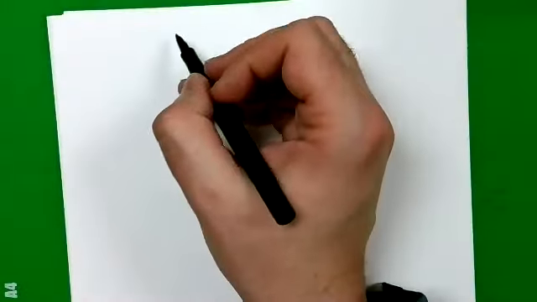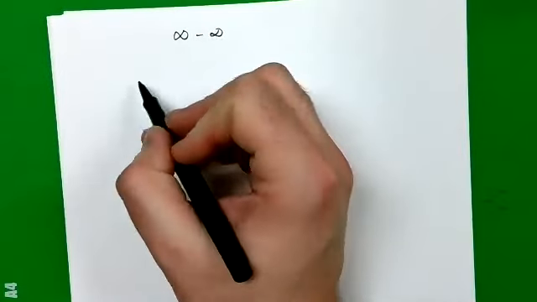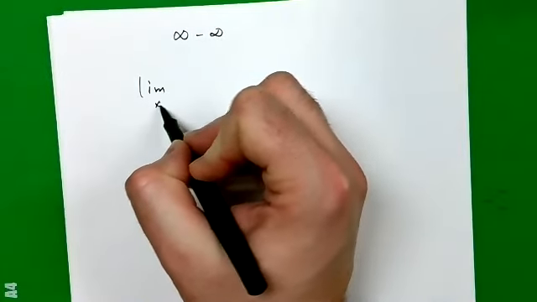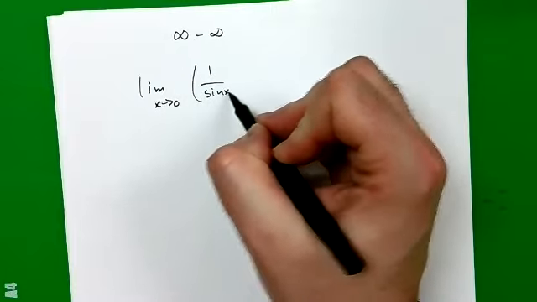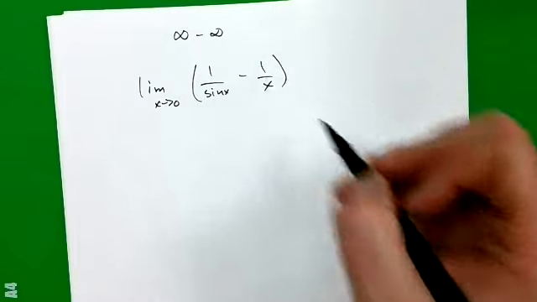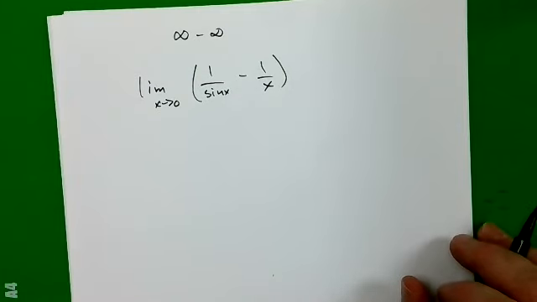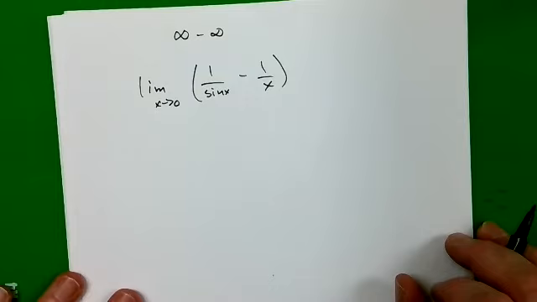So what else can we do with this? Well, there's a different kind of infinity minus infinity, almost forgot. So in the infinity minus infinity case, this would be like the limit as x approaches 0 of 1 over sine x minus 1 over x. If we did that by direct substitution, that would be infinity minus infinity.